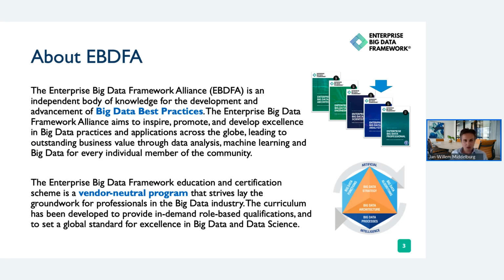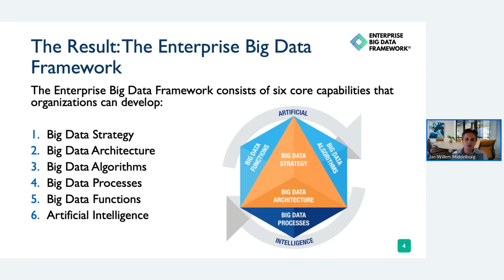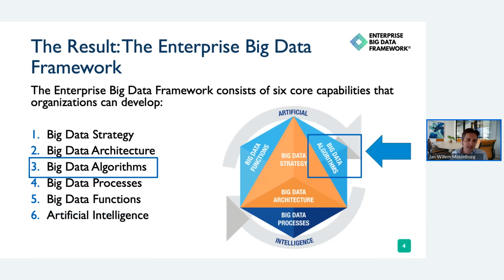And as I mentioned before, what I always like to do before we start diving in detail in any topic is to give you a bit of an overview of the bigger picture. And what we are going to talk about today is a specific element, a capability, if you want to call it that way, within the domain of big data algorithms, which is the third core capability of the framework itself. In some other textbooks, this is known as data science, so it's very closely related.